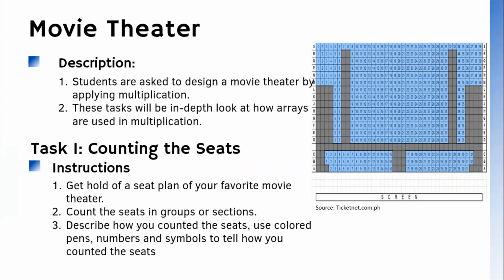The first task is to count the number of seats. So your instruction would be for students to get hold of a seat plan of their favorite movie theater. They should count the seats in groups or sections, and then we ask them to describe how they counted the seats. Use colored pens, numbers, and symbols to tell how they counted the seats.